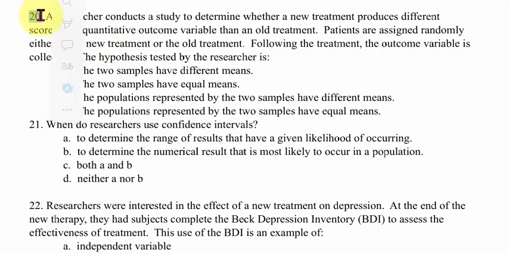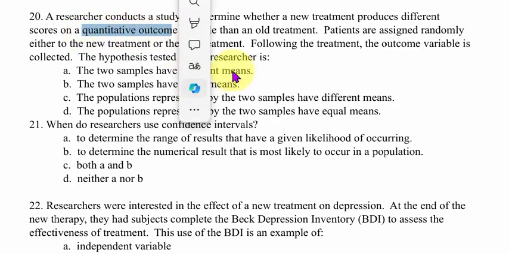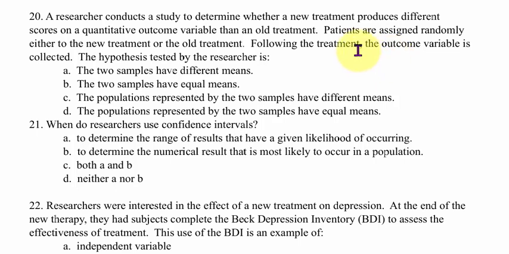Number 20, a researcher does a study to see if a new treatment produces a different score on a quantitative outcome, let's pretend it's depression, than an old treatment. So let's just pretend that the first treatment is drug A and the second treatment is drug B, or it could be a different therapy type A and a different therapy type B. But again, we're trying to see if there's a difference in the quantitative outcome variable, which we're going to call depression. So following the treatment, the outcome is collected. What hypothesis is being tested?